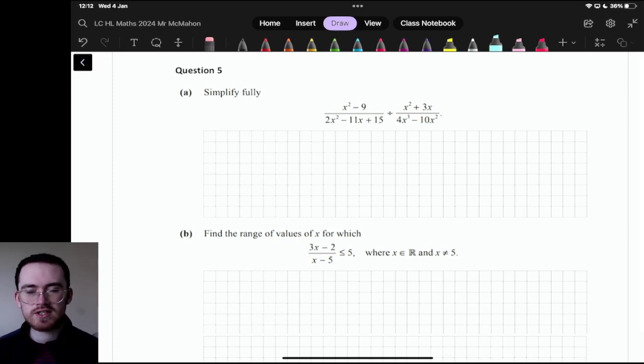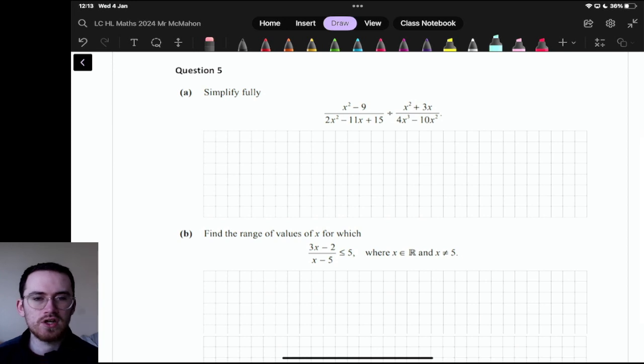Question 5 says simplify fully, and then gives us a lovely complicated fraction with a lot of different things going on. Simplify fully in terms of fractions should be an indicator to us that we're going to have some sort of common factors, maybe on the top and the bottom of the fraction, that will divide in. When we factorize some of these different terms, we might end up with the same things in different brackets, and we should be able to simplify it down to maybe one term or one expression.